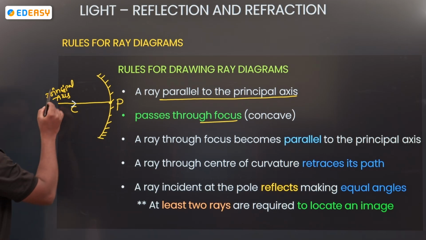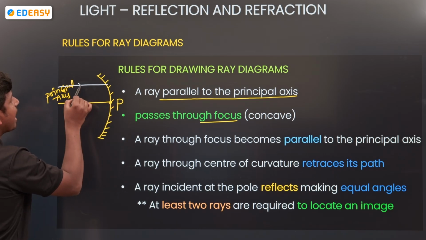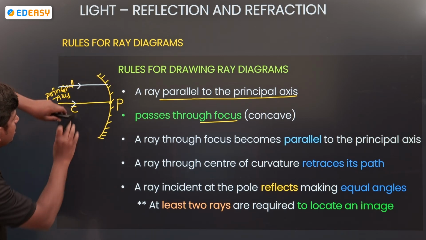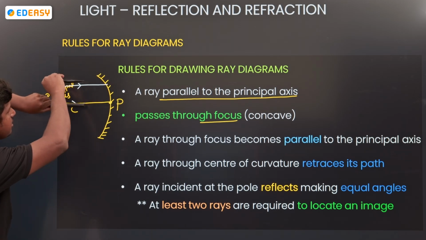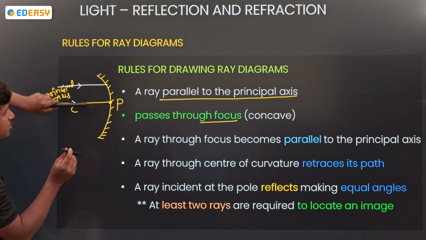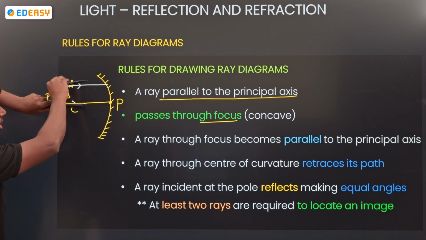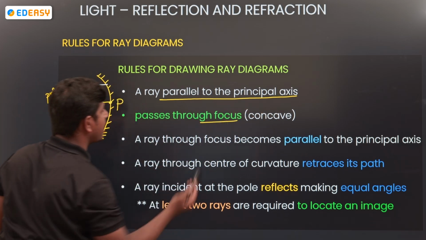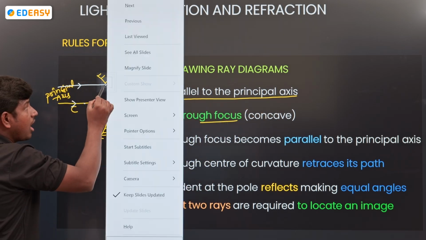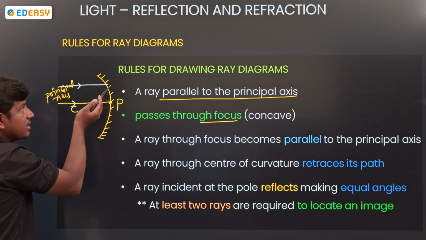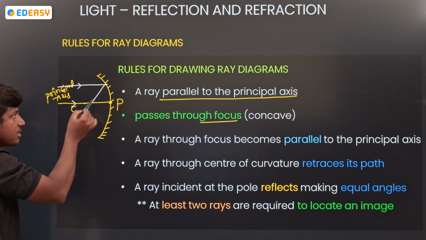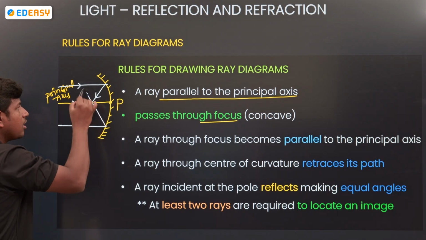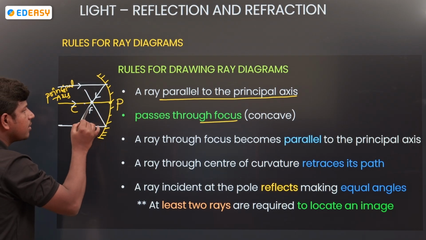I am taking one ray. How will that ray be? Parallel. This is the principal axis, and this is the light ray. How will these two be? Parallel, right? So a ray parallel to the principal axis. After striking the surface, what happens? Where does it pass? It passes through the focus.